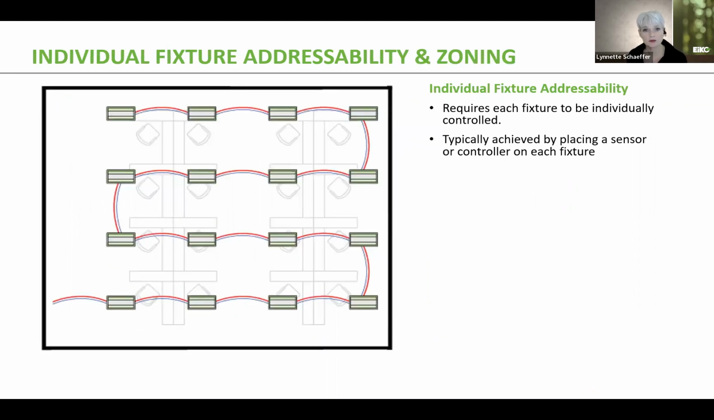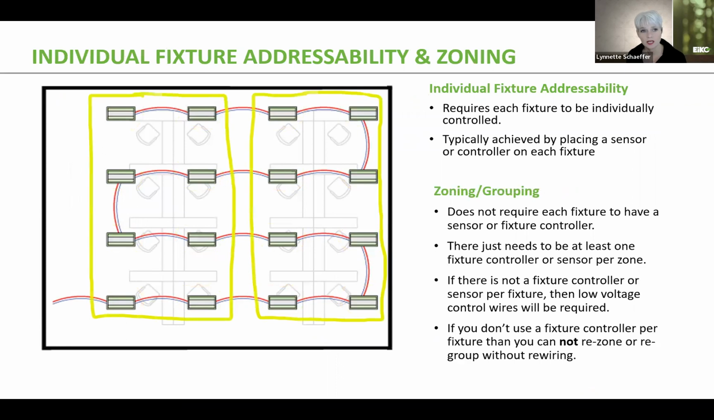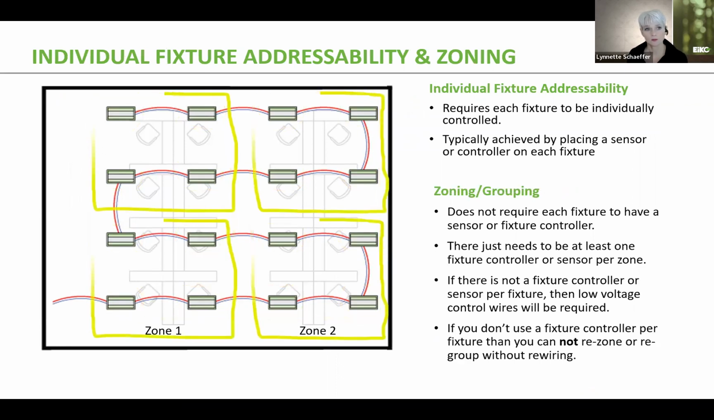Individual fixture addressability requires each fixture to be individually controlled. The benefit of having fixtures individually addressable is that you can easily create groups or zones, and you can also change them at any time. So you can have zone 1, zone 2. You can maybe say, nope, you know what, I want to change this. I want these 4 fixtures in this group to work together. You can do all of that with the ability to create your groups and your zones. And what's great about network lighting controls and wireless controls is that the circuitry, the circuits and the wiring, really doesn't matter because it's all wireless.